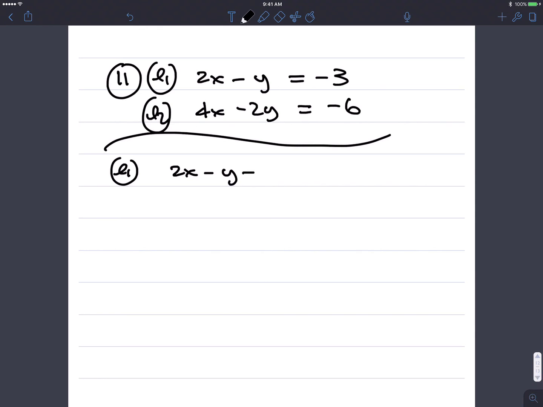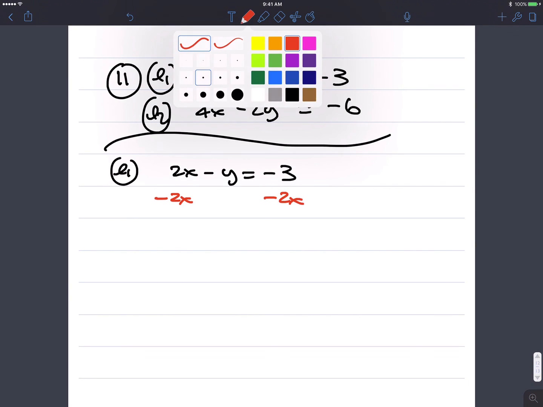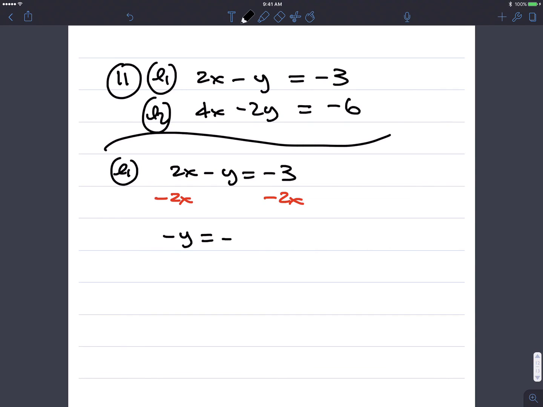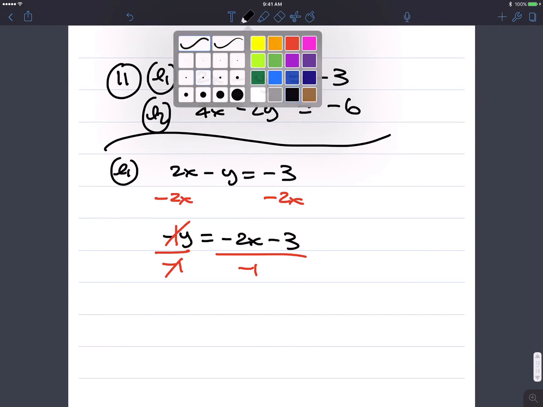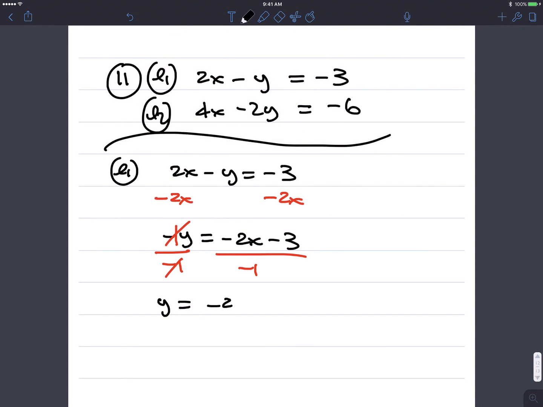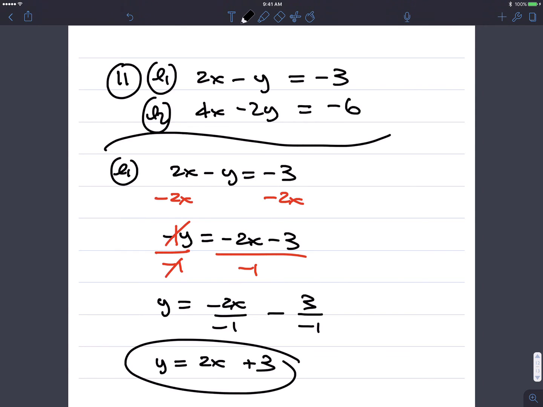We're going to solve both equations for y. Now, I'm going to subtract 2x from both sides for this one, just so we can see a variation again about how to solve. And remember, now I'm going to divide both sides by -1. I get cancellation. Y equals -2x divided by -1 minus 3 over -1. And y would be 2x plus 3. This is line 1.